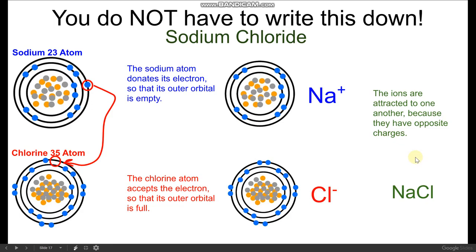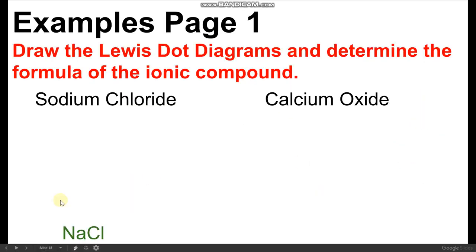Okay, so we're going to do a similar sort of thing here. We already know what our final answer is going to be, NaCl. But we're going to show how we develop this formula using Lewis dot diagrams. So the first thing we're going to do is draw the Lewis dot diagram for sodium. Na. We'll put a little box around it.